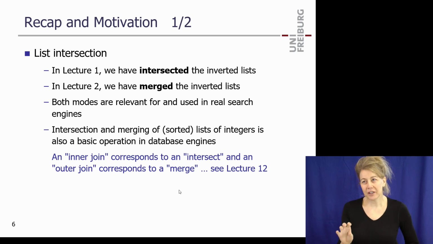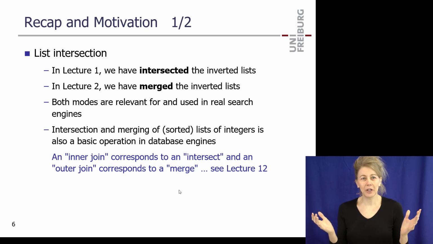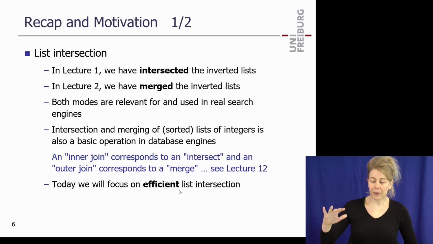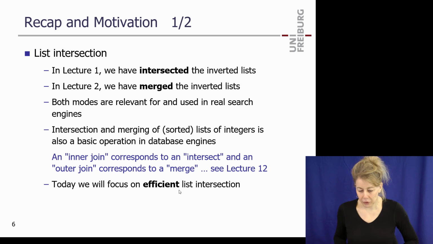And I'm just writing that here to say that this is not a random routine we are looking at, and today we have a whole lecture about it, but it's really a very important and central routine, intersecting or merging sorted lists of integers. It's central for the efficiency of every search engine or database engine, so very fundamental. And today we will go back to intersection, so not merging, just for the sake of focus, and it's about efficient list intersection.